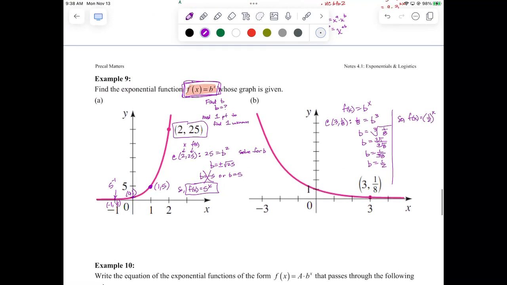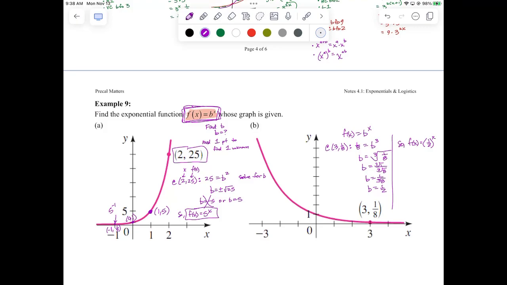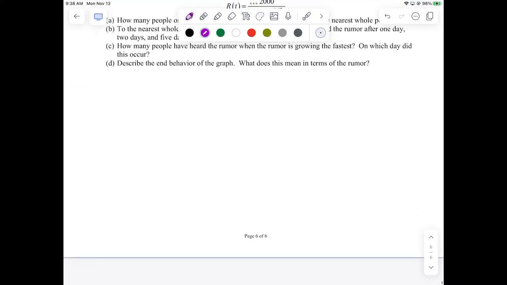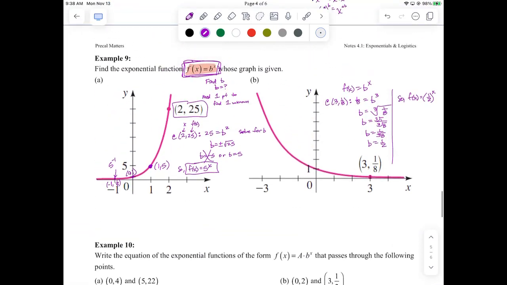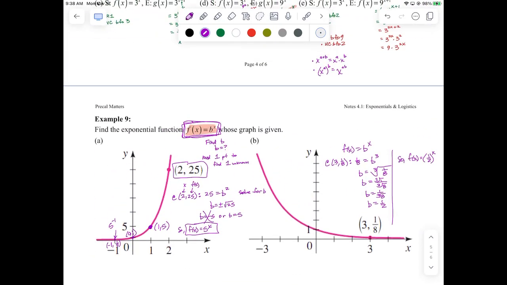Okay, that's it. That's today's lesson. We got through example 9. We might be able to finish the notes tomorrow. I think we will. All right, so that's looking like your worksheet will be due when?